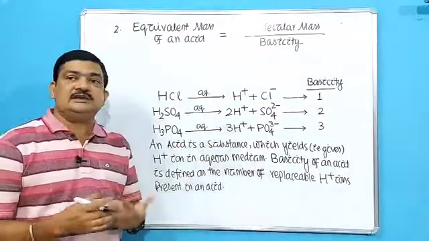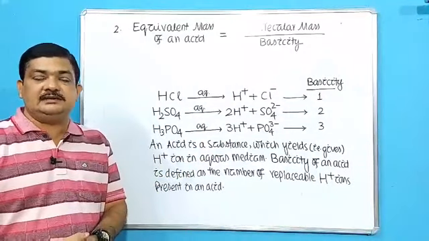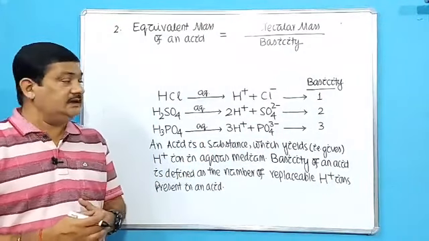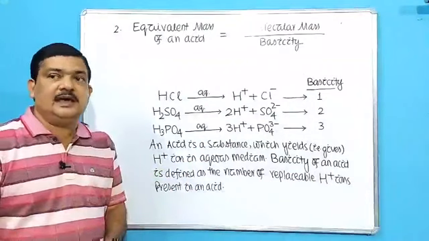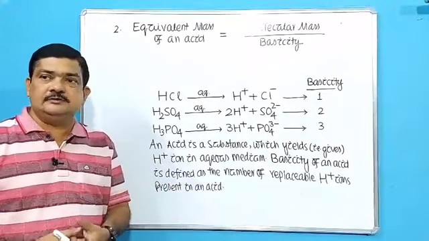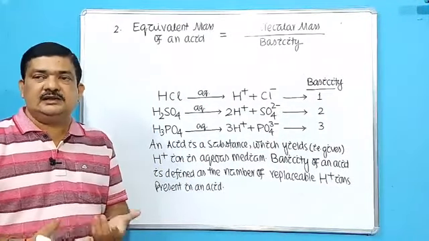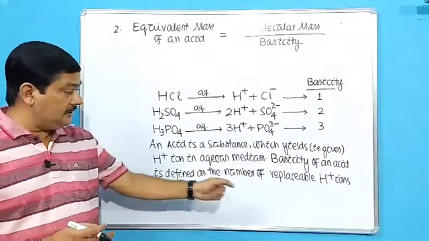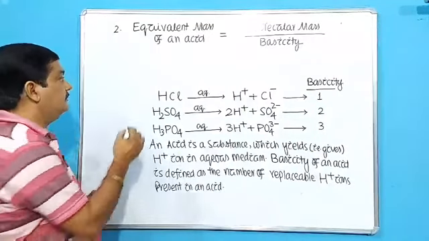Now simply you ionize it. Now see the number of replaceable ions, H plus ions. You find the basicity. Simply ionize it. However many H plus are released, that is the replaceable H plus ion. That becomes the basicity. Then why are we using the term replaceable H plus ion?